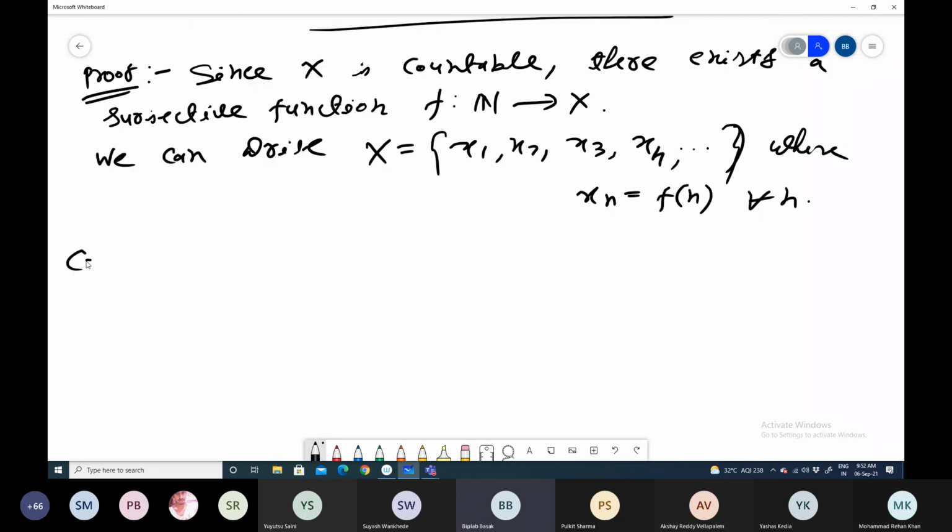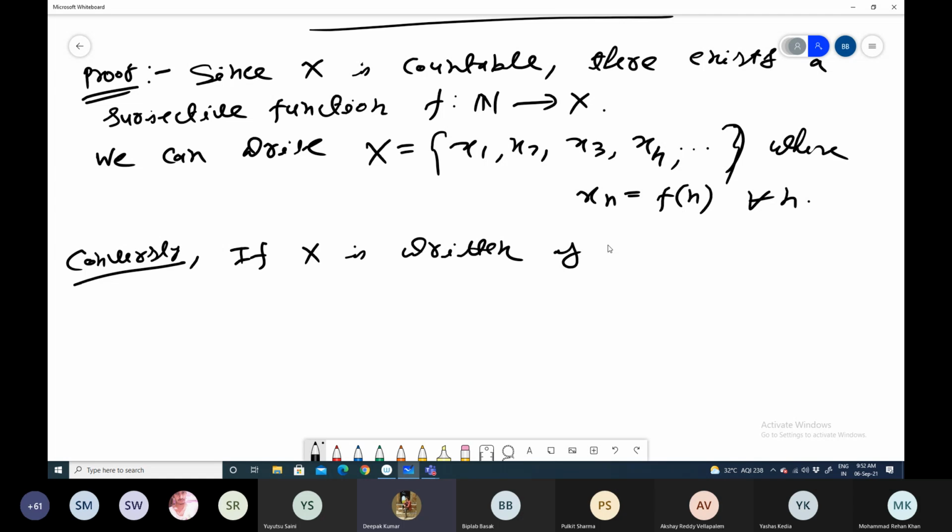Now conversely, yeah, any question? So if X is written as, see, if there is no question, please mute yourself. Suppose X can be written as this one. Now can you tell me what is the surjection then? Can you give me the surjection from natural numbers to X, or how to show that X is countable?